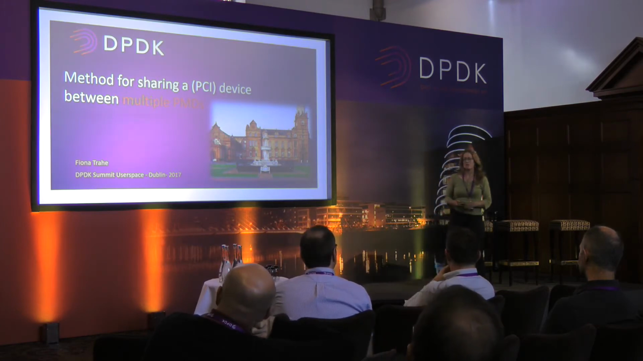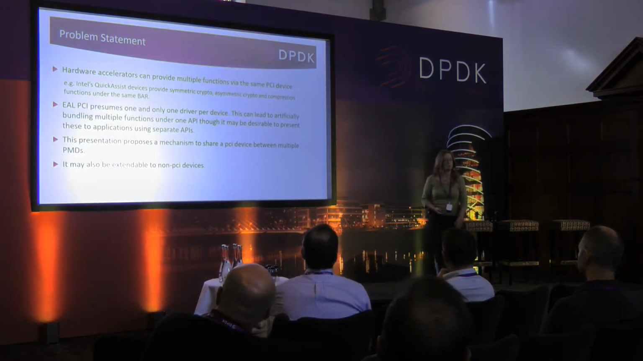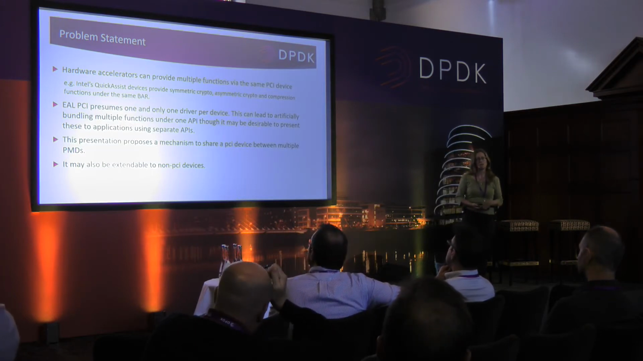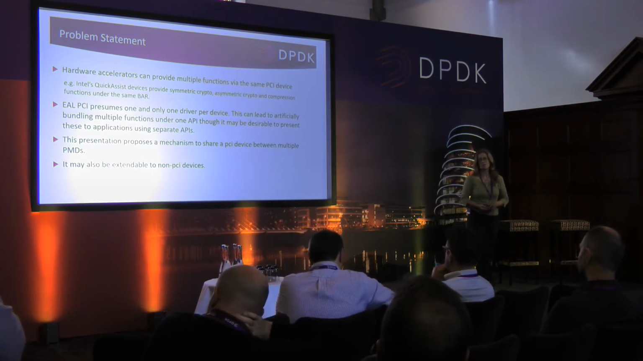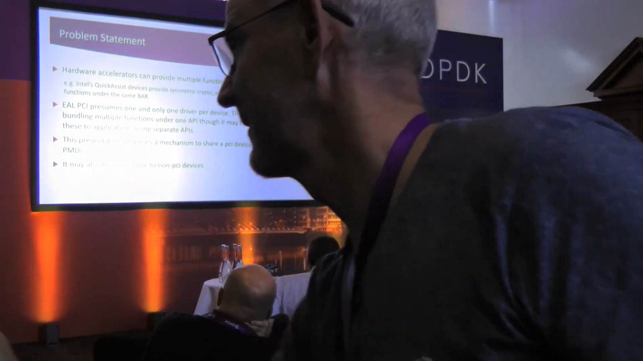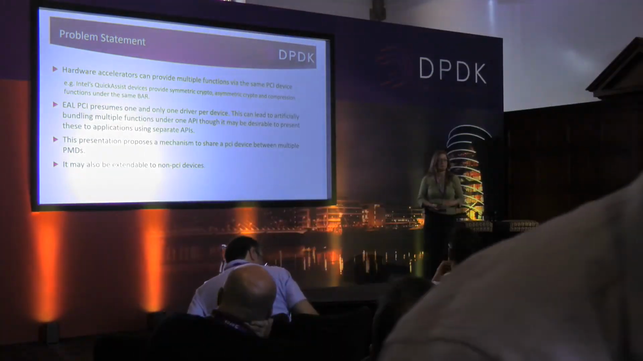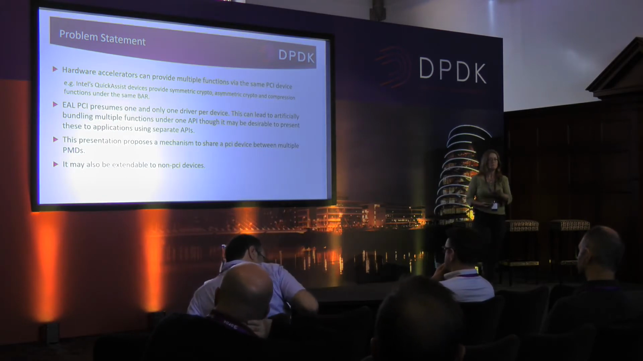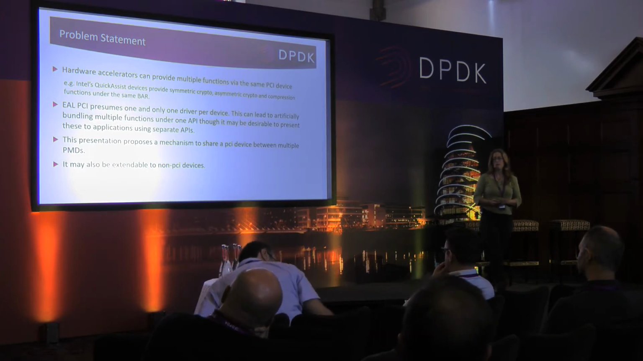So, just to go through the problem statement. One of the issues, not so much an issue so far, is that in a QuickAssist device we have multiple different functions or services available: symmetric crypto, asymmetric crypto, and compression. So far we've only exposed symmetric crypto through DPDK, and that's been easy enough to do.